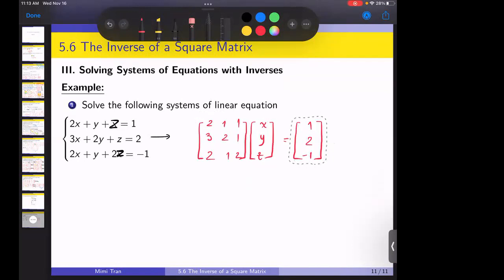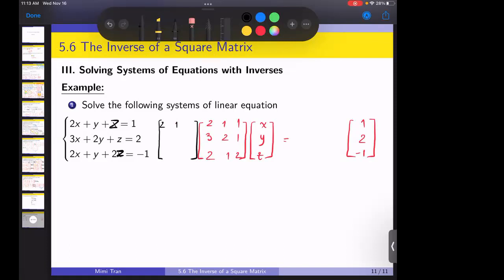I want to solve for X, Y, Z using the inverse. So I'm going to multiply both sides by A inverse, right? I'm going to multiply the left side. A is 2, 1, 1, 3, 2, 1, 2, 1, 2. If you put a little negative 1 on top, that indicates it's the inverse, right? And you do the same thing to the right side.